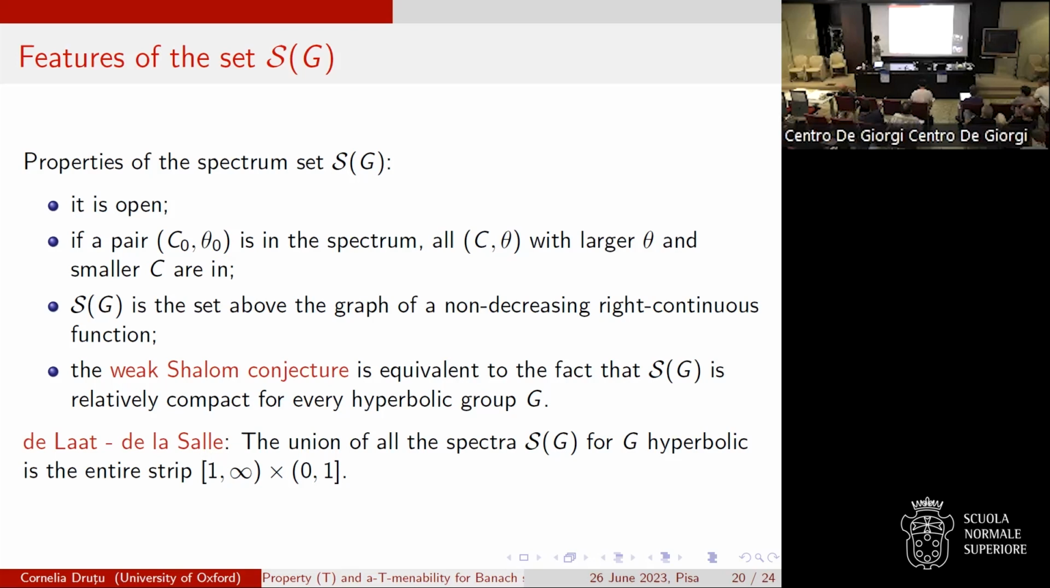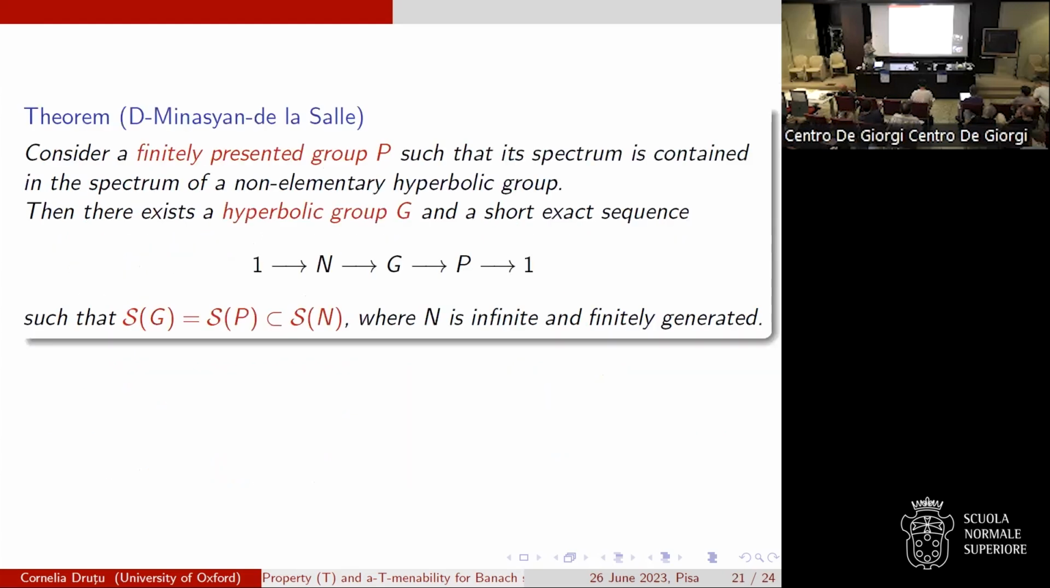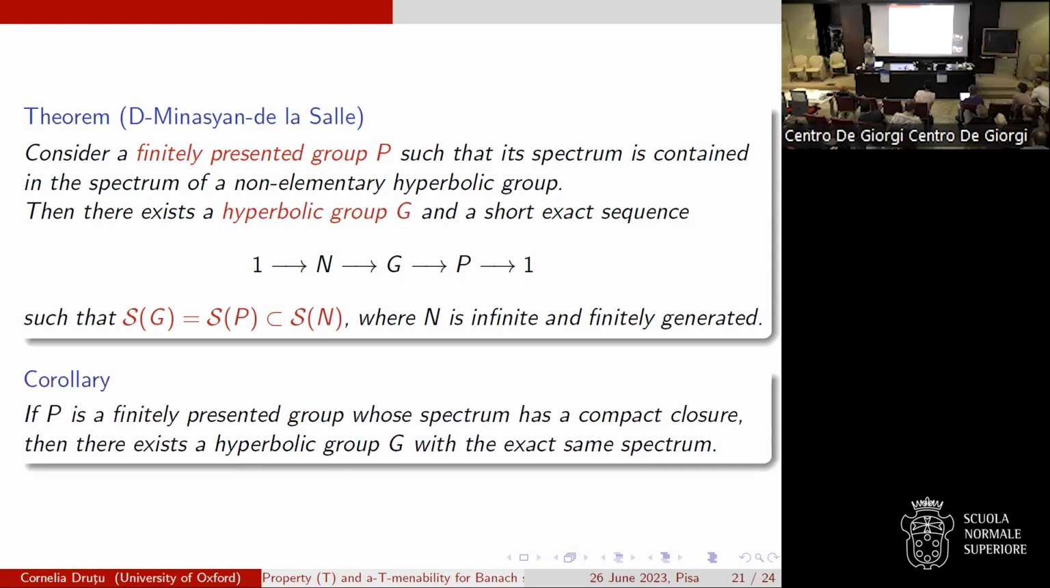And then what we can prove, that is what we believe is the right spectrum that really encodes all the range of fixed point properties that a group can have. And then we have a result similar to the one that we had before: if we consider an arbitrary finitely presented group, the condition that we have to ask is that this spectrum is contained in the spectrum of a non-elementary hyperbolic group, then its spectrum will actually be equal to the spectrum of a non-elementary hyperbolic group.